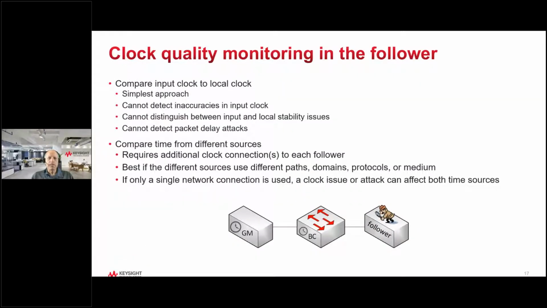So the first one of these is clock quality monitoring directly in the follower. And you see in my drawing, I have a beautiful detective or inspector on the follower taking a look at the clock quality. The idea here is that it's a fairly simple approach, and there are two general behaviors as we've talked before. The first one is you just compare the input clock to the local clock. This is the simplest approach, but you cannot actually detect inaccuracies in the clock. You can only detect the dynamic behavior of the clock.